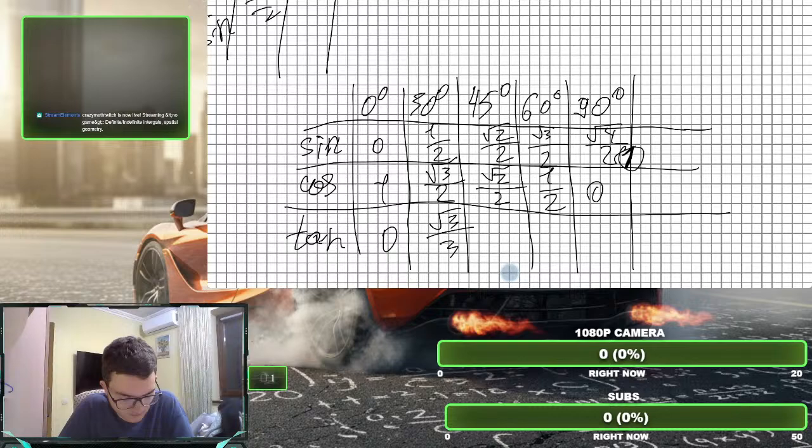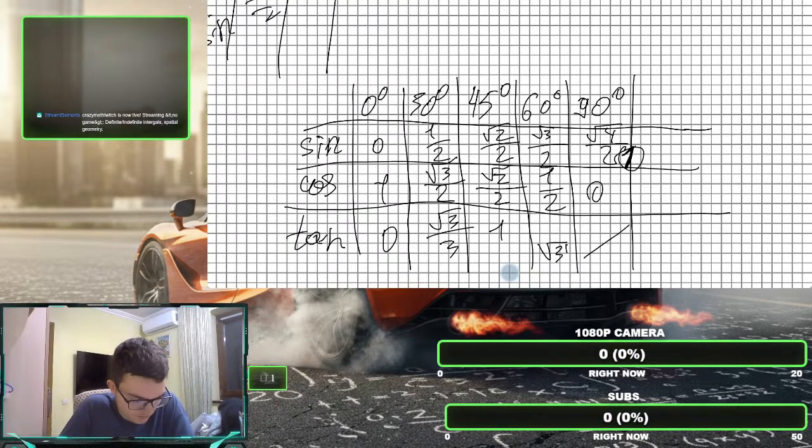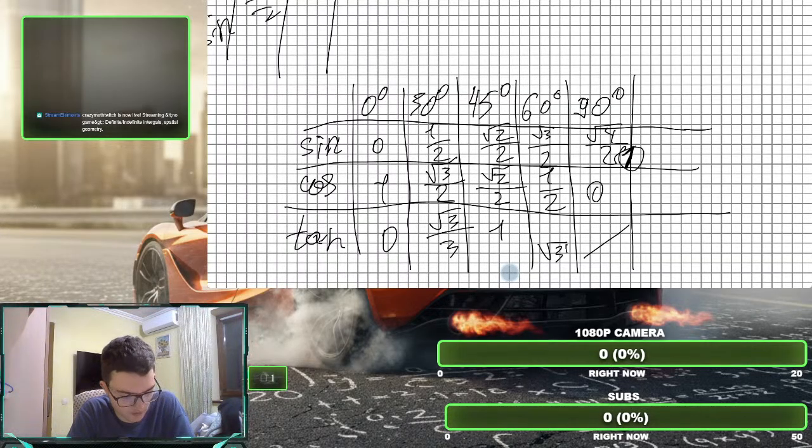And now the next one, when they're divided, is just 1. Now for the next one, when they're divided, is pretty much square root of 3. And now here is 1 divided by 0. Actually, it's undefined because 1 cannot be divided by 0. Yeah. So yeah, we got some values.